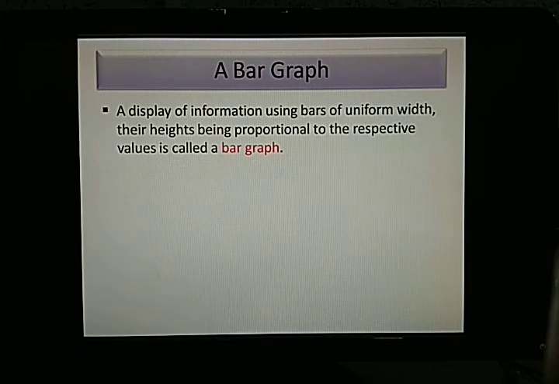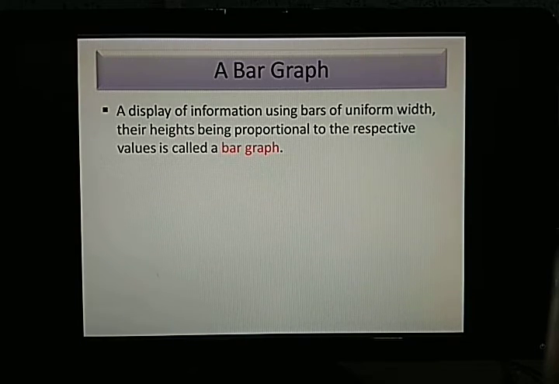So let us see what is a bar graph first of all. A display of information using bars of uniform width, their heights being proportional to the respective values, is called a bar graph. It means we have to draw some bars, and those bars' width is uniform. It remains the same, and their heights will change according to the values that the data has been given to us.